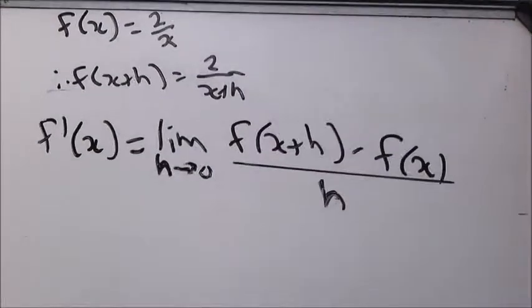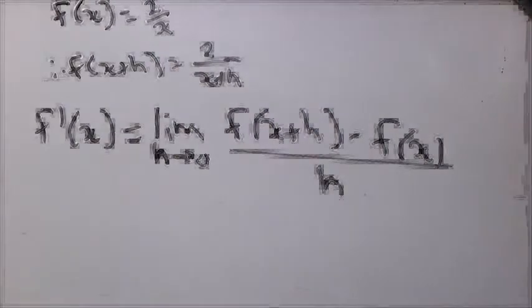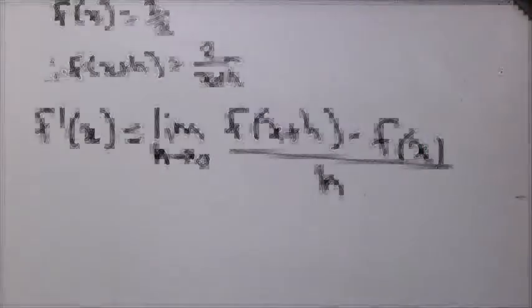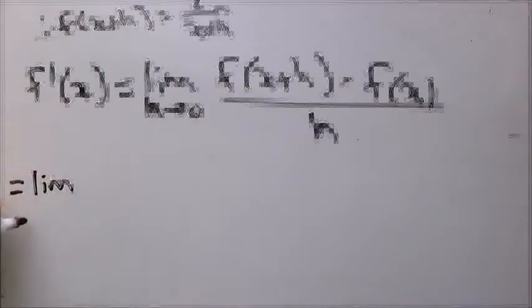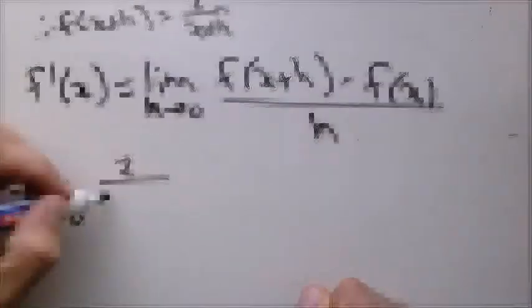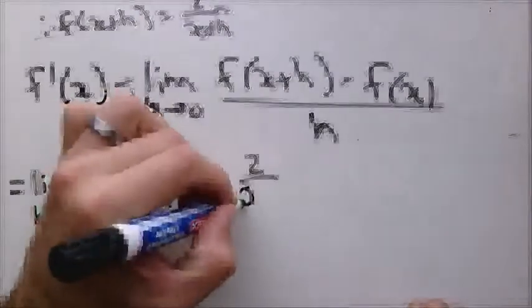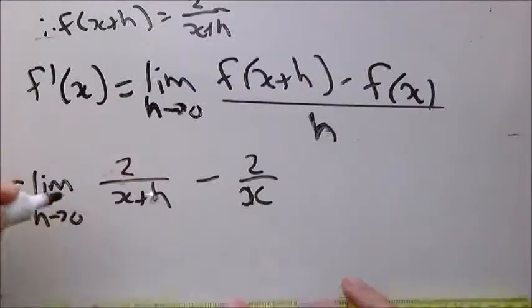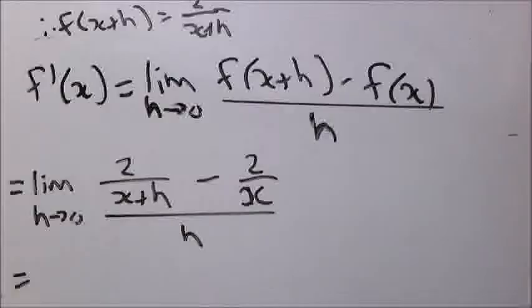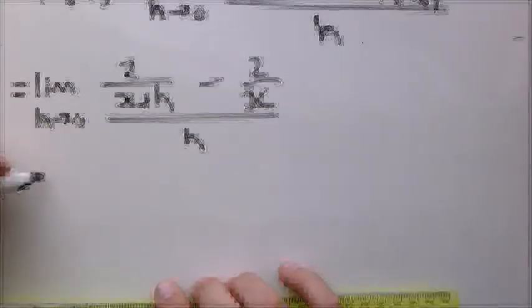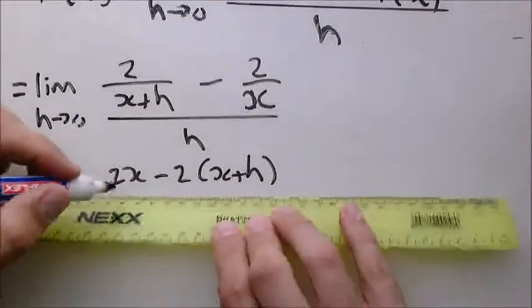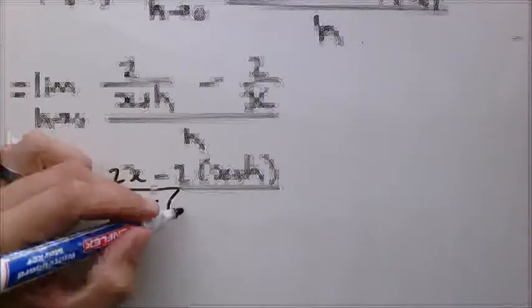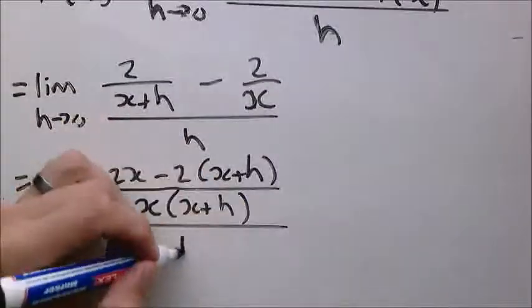Hyperbola function, that's the last one we're going to work with. f(x) is 2 divided by x. Therefore f(x + h) is 2 over (x + h). Now let's substitute. So this will be 2 over (x + h) minus 2 over x, divided by h. Now we have to get a lowest common denominator for the numerator part. So this will become 2x minus 2(x + h) over x times (x + h), over h.